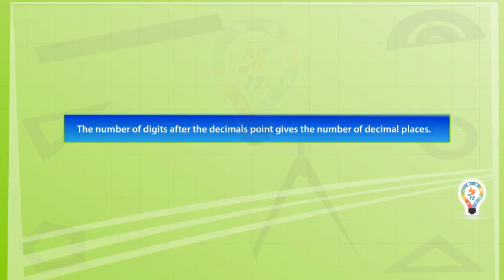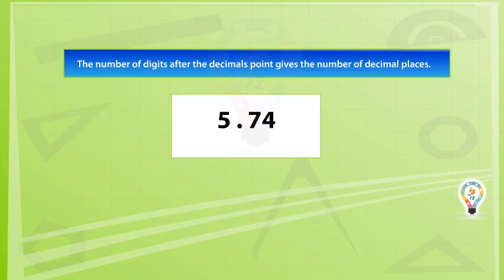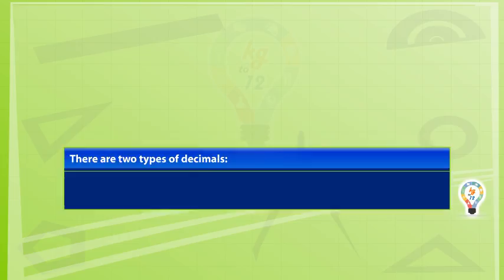There are two types of decimals. Like decimals having same number of decimal places. For example, these are like decimals as they have 2 decimal places. Unlike decimals having different number of decimal places. For example, these are unlike decimals as they all have different decimal places.